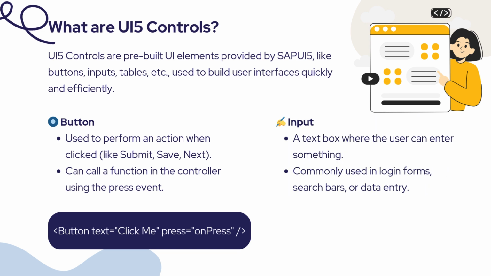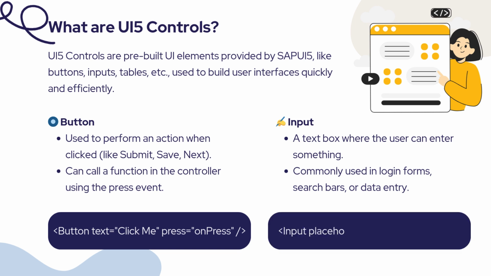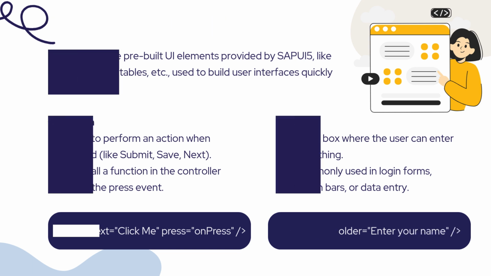This is the text box where the user can type something, like in login forms or search bars. Here in XML, the placeholder is the hint text that disappears when you start typing.